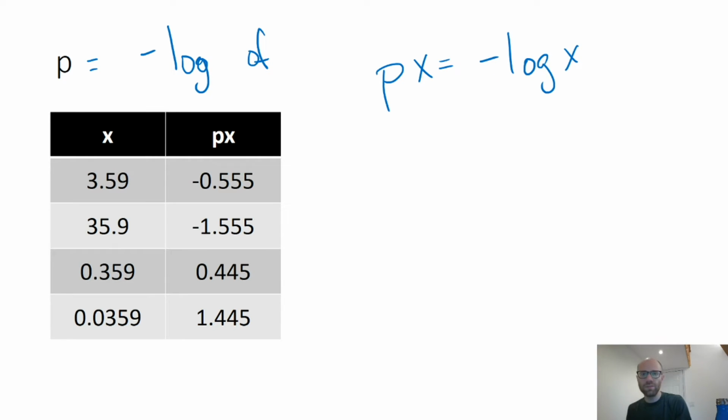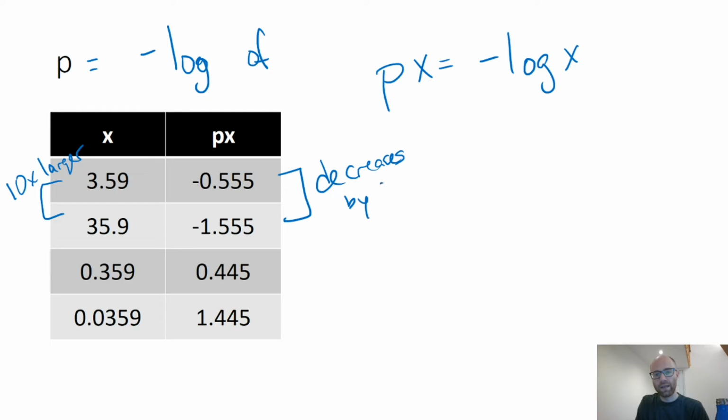Yeah, it's possible to measure the log of a different base. We use base 10 especially for the p operator. Looking at the same x values for the first 2 columns, we notice that if the x value gets 10 times larger, the px value decreases by 1. If the x value gets 10 times smaller, the p value increases by 1. And the reason you see that is because there's this negative here.